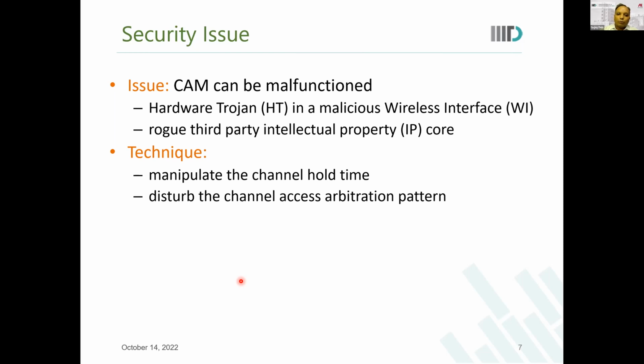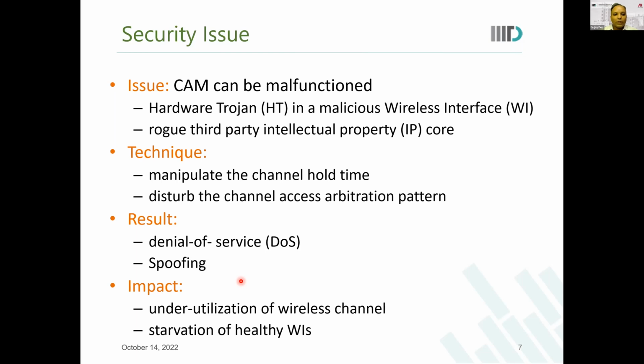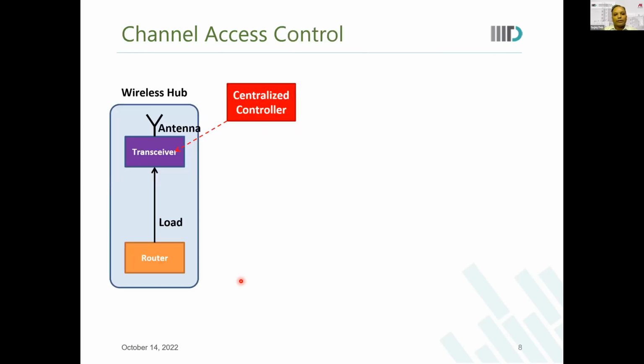The techniques are to manipulate the channel hold time or disturb the channel access arbitration pattern itself. So instead of going in a particular sequence, you change the sequence and so on. This can result in denial of service or spoofing kinds of attacks. Ultimately, the impact will be underutilization of your scarce resource, which is the wireless channel, and it can also lead to starvation of your healthy WIs, healthy wireless interfaces. So I'll briefly introduce how this can be illustrated. A simplest approach could be a centralized controller, but in general, centralized controllers can introduce more vulnerability.